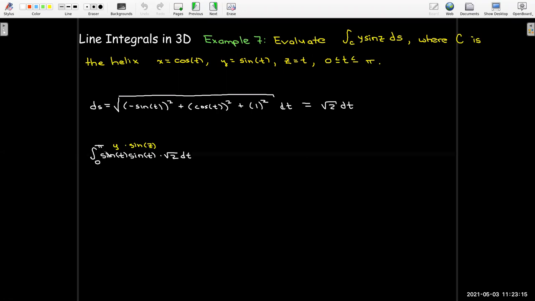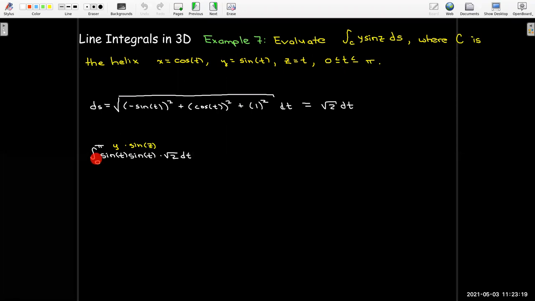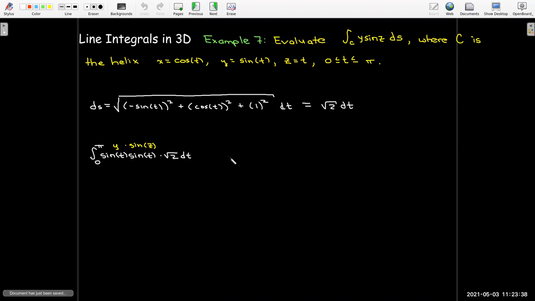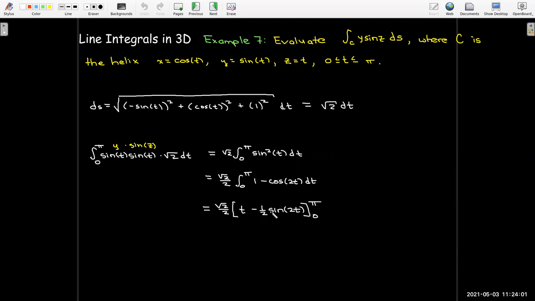So let's set up our integral then. Our parameterization goes from 0 to pi. Those are the bounds of the integral. Y, we said, is sine of t. Sine of z will be another sine of t because z equals t. And then ds is radical 2 dt. So I'll pull the radical 2 out in front. For sine squared of t, I'll use my identity. So I'll have 1/2, so now radical 2 over 2, times 1 minus cosine of 2t. And go ahead and find the antiderivative. I see that the sine of 2t, when evaluated from 0 to pi, is not going to make any contribution because sine of 0 is 0 and sine of 2 pi is also 0. So I'm just left with pi minus 0. So radical 2 over 2 pi.